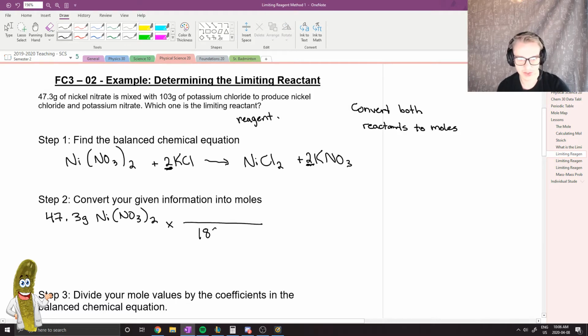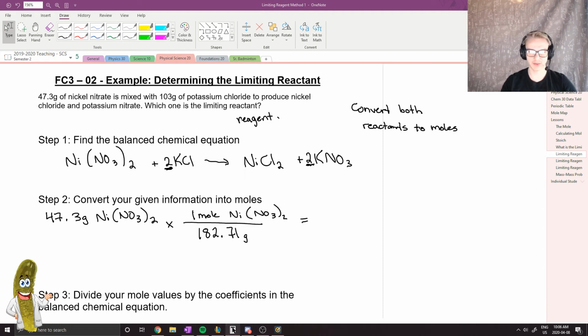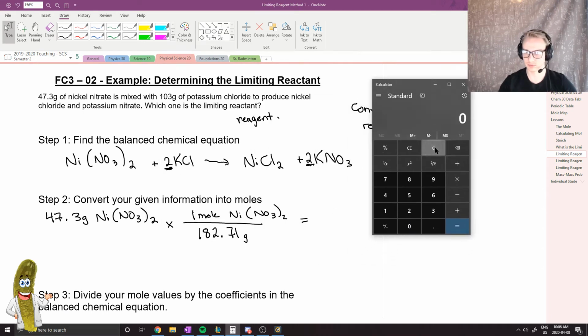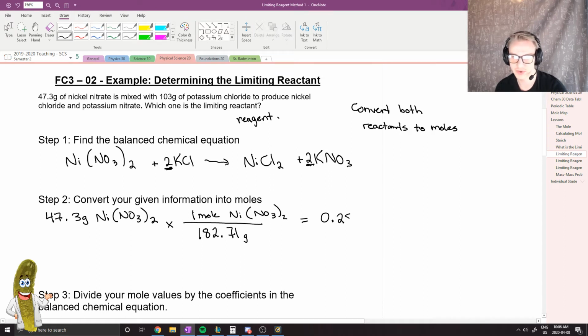So time sign line. We have 182.71 grams, and that will convert into 1 mole of Ni(NO3)2. So we have 47.3 divided by 182.71, and that's going to be equal to 0.259 moles of Ni(NO3)2.